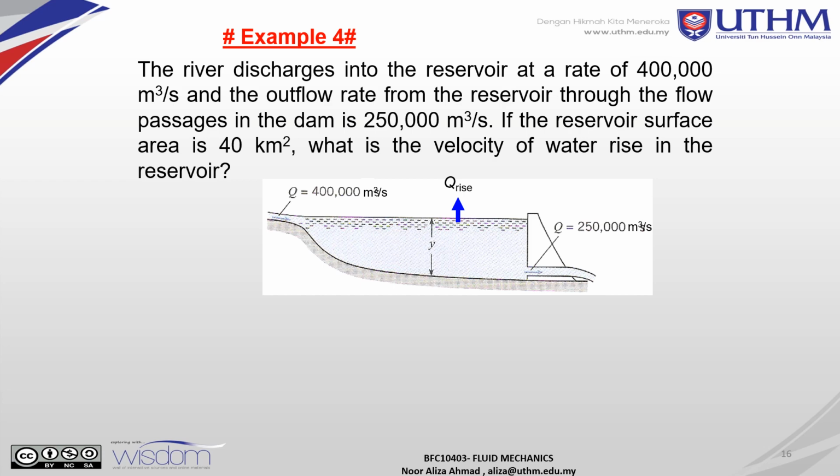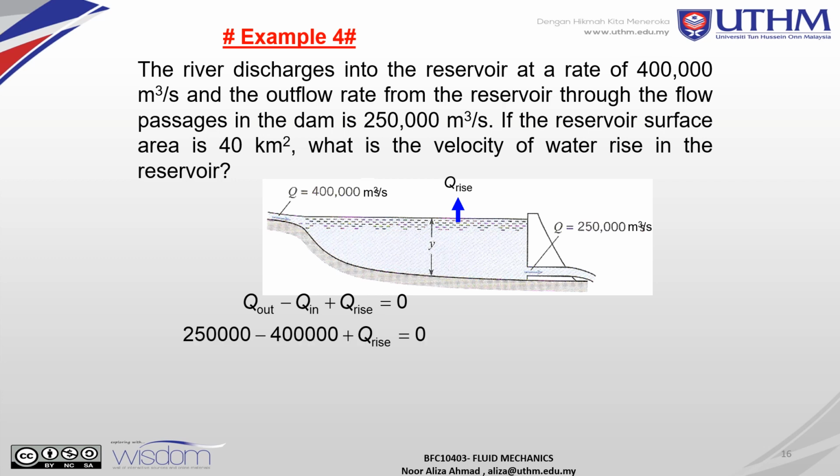Okay, this is actually the reservoir here. This is the dam here. Q rise. So Q out is equal to Q in, okay, for the continuity equations. So Q out minus Q in plus the Q rise here, so you get 0.